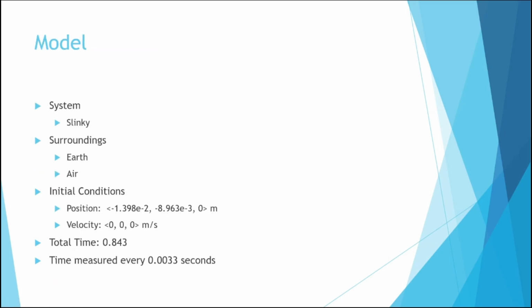The model of this experiment had the system being the slinky, while the surroundings were the earth and the air. The initial conditions were that the position was near zero, the velocity was zero, and the experiment ran for a total of 0.843 seconds, and time was measured every 0.0033 seconds.